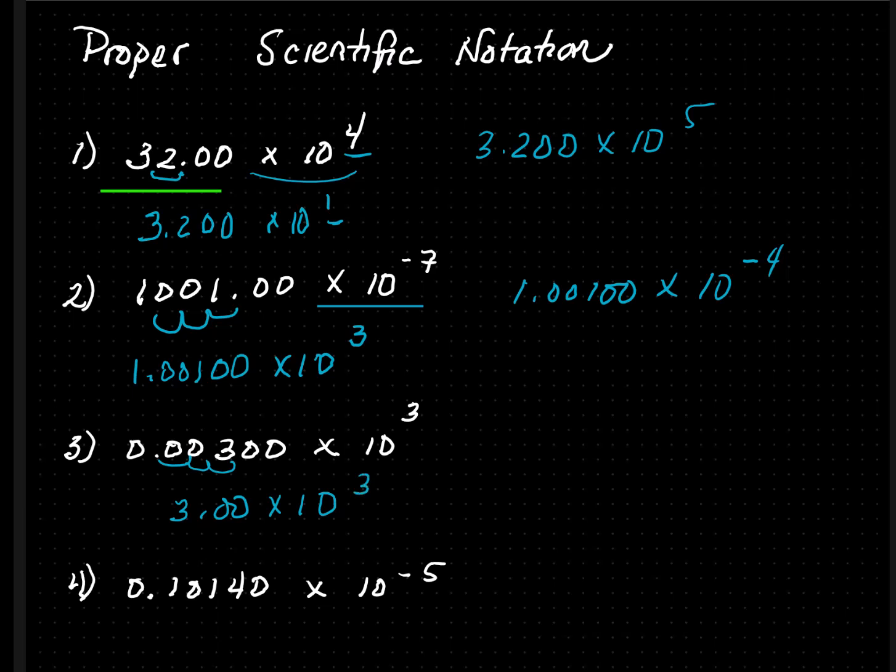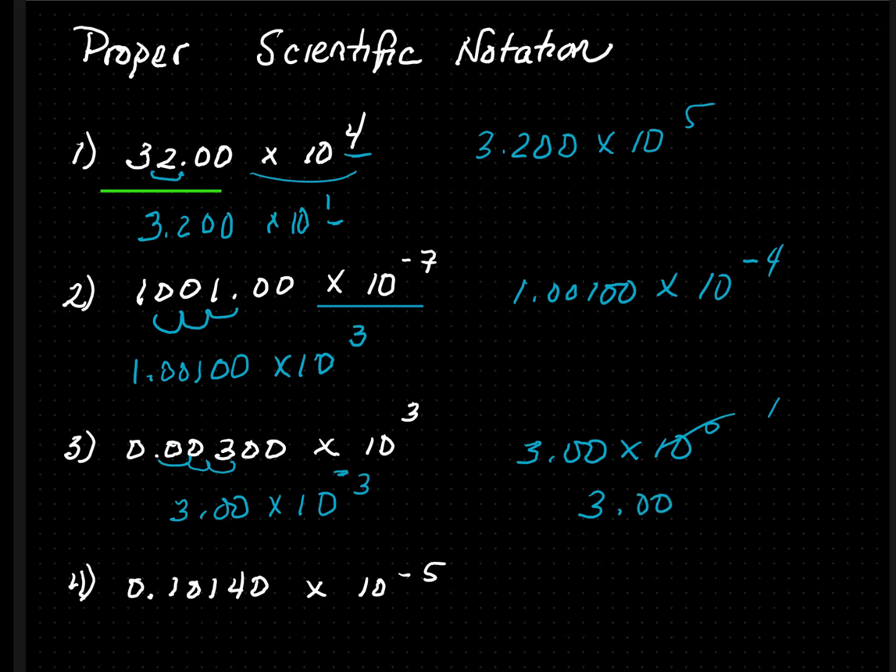We moved it 3 times. Since it's a small number, it's a negative exponent. Times 10 to the 3rd times 10 to the negative 3. When we multiply it, we add the exponents. So this becomes 3.00 times 10 to the 0. 10 to the negative 3rd plus a positive 3 becomes 0, and 10 to the 0, you guys know, is equal to 1. So this is just 3.00.